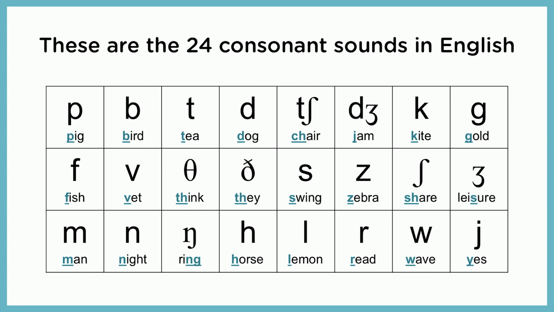Ch, for example, which is in the middle of the chart in the top row, and its pair, J. Then in the second row, we've also got th and the, as in think and they, and these might be symbols that you haven't seen before. But once again, you don't need to learn these off by heart. It's just helpful to understand the sound they represent if you see them in a dictionary or want to check.